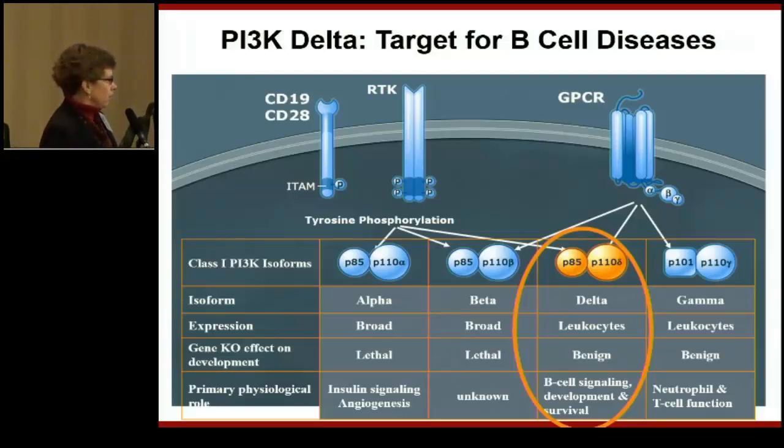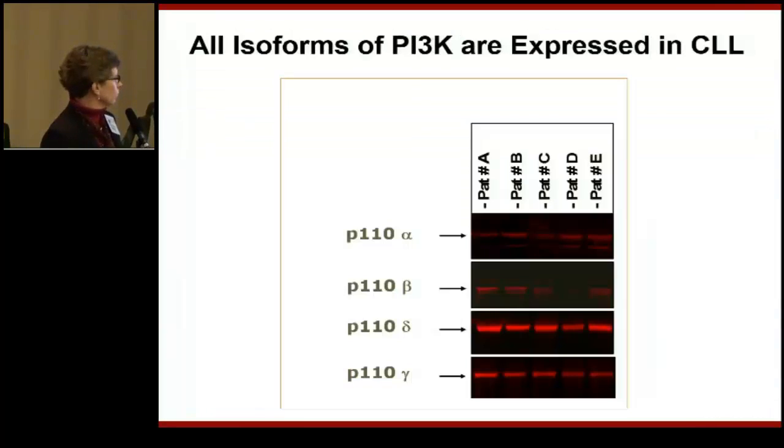Now I'm going to ask you also to consider briefly the gamma isoform, which also has expression limited to leukocytes, a benign knockout animal phenotype, but in this case it affects neutrophil and T cell function. I would also like to remind you, courtesy of Amy Johnson in this slide, that all isoforms are expressed in CLL. So delta and gamma are both expressed.